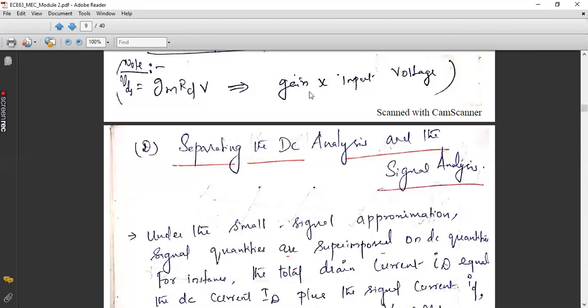Normally if you take any circuit, we'll have a supply voltage for the proper working and for fixing the biasing. Apart from that, we also give a signal input, that is AC input, to be amplified. So in some applications, rather than combining the DC analysis and signal analysis together, we have to separate the analysis, like DC analysis and signal analysis separately. So how to perform this DC analysis and signal analysis separately?